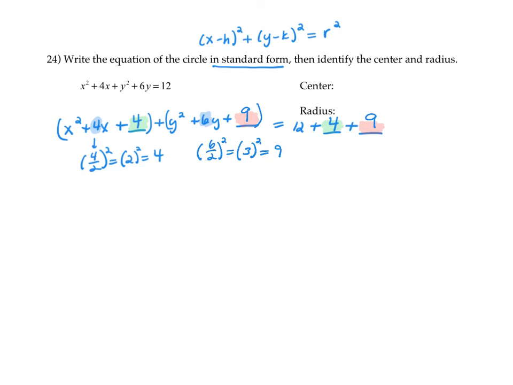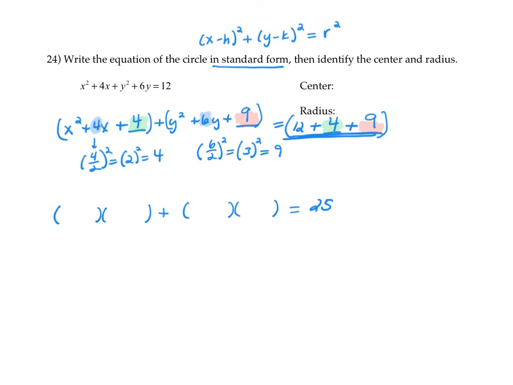Okay, we're going to start factoring now. So factoring means that we want to break it down into 2 sets of parentheses: 2 sets for the x's and 2 sets for the y's. Over on the right-hand side, go ahead and take all of these numbers and add them together. 12 plus 4 is 16. 16 plus 9 is equal to 25.